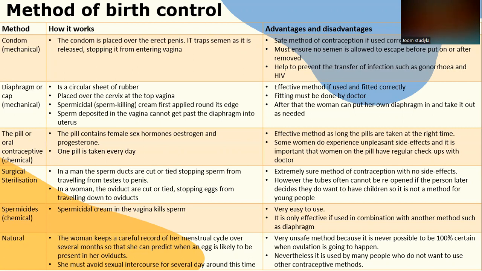Natural method. The woman keeps a careful record of her menstrual cycle over several months so that she can predict when an egg is likely to be present in her oviducts. She must avoid sexual intercourse for several days around this time. But this method is unsafe because it is never possible to be 100% certain when ovulation is going to happen. Nevertheless, it is used by many people who do not want to use other contraceptive methods.